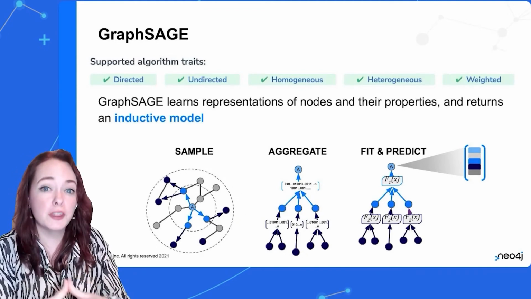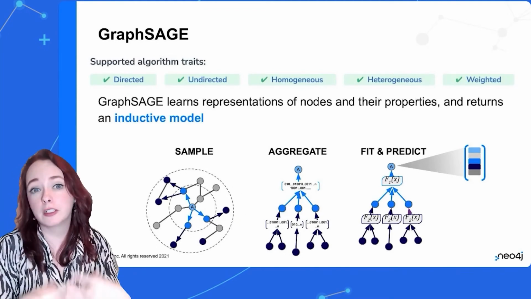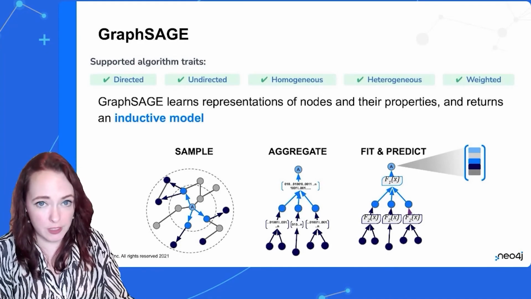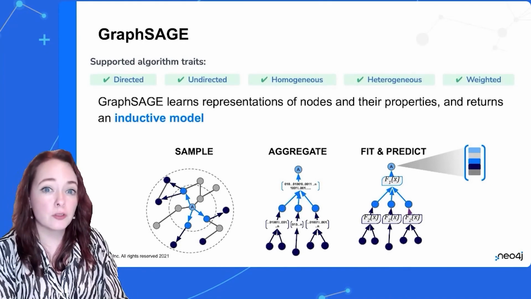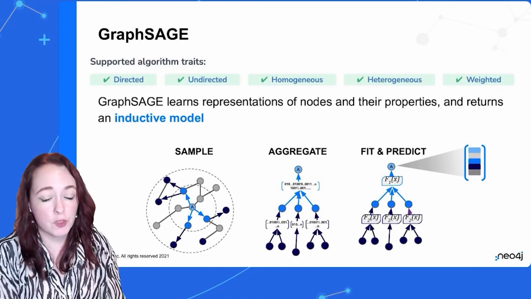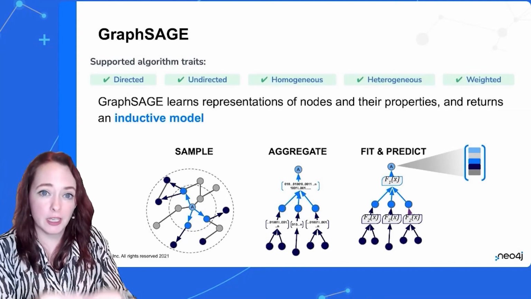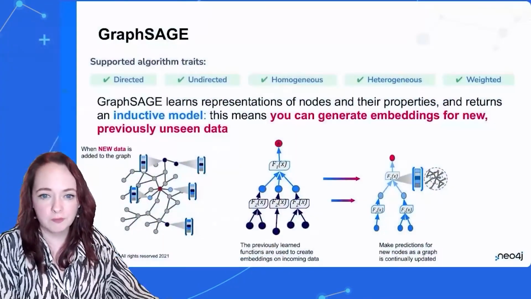And once you fit that model, you now have your inductive embedding, an equation that can take a node and its neighbors and their properties and generate an embedding for you. So when you get new data, or when you want to use the data you have, in order to get your embedding, you make a prediction.